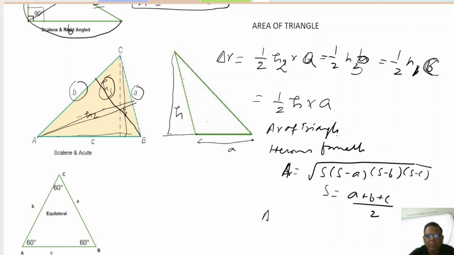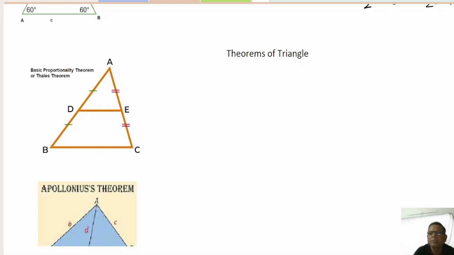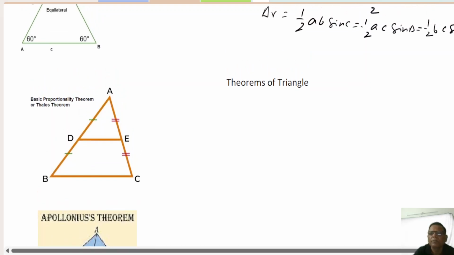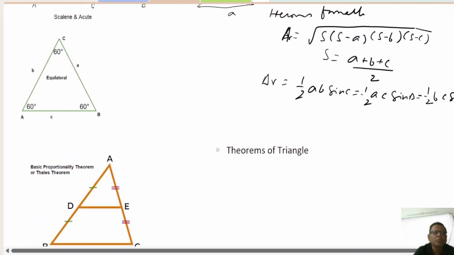Another area formula is half into AB sin C, which is equal to half into AC sin B, which is equal to half into BC sin A. So this formula you can utilize to know the area of an equilateral triangle.